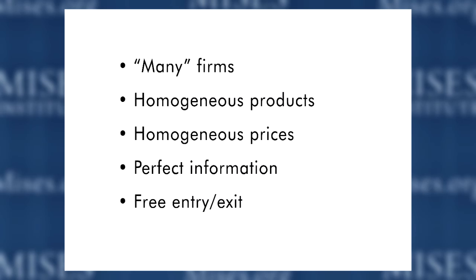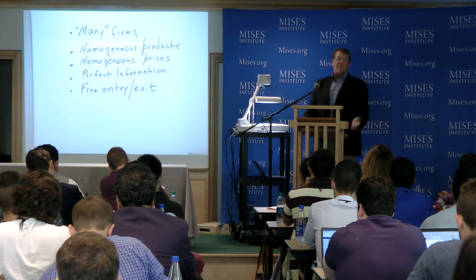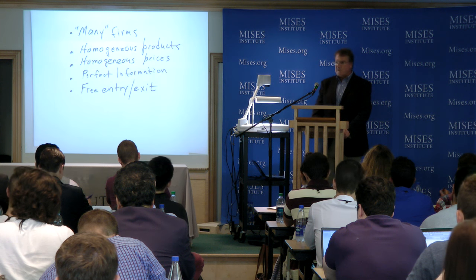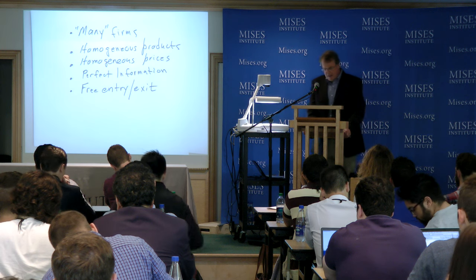And all of a sudden, competition no longer meant rivalrous discovery and entrepreneurship. It meant these things. These are the things that Hayek refers to when he says perfect competition, there's no competition. Many firms, homogeneous, these are the standard assumptions that were in all the textbooks of what constitutes a perfectly competitive industry: homogeneous products, homogeneous prices, perfect information, free entry and exit. There are a few other ones depending on which textbook you look at, certainly today. So I'm speaking sort of historically here for now, about when this came into being.